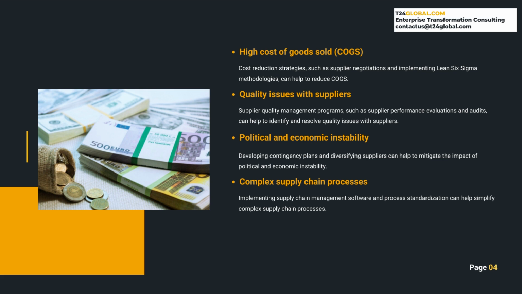10. Quality issues with suppliers. Supplier quality management programs, such as supplier performance evaluations and audits, can help to identify and resolve quality issues with suppliers. Business operations activities involved in supplier quality management include supplier performance evaluation, supplier audits, and supplier corrective action. The key persona involved is the supplier quality manager.